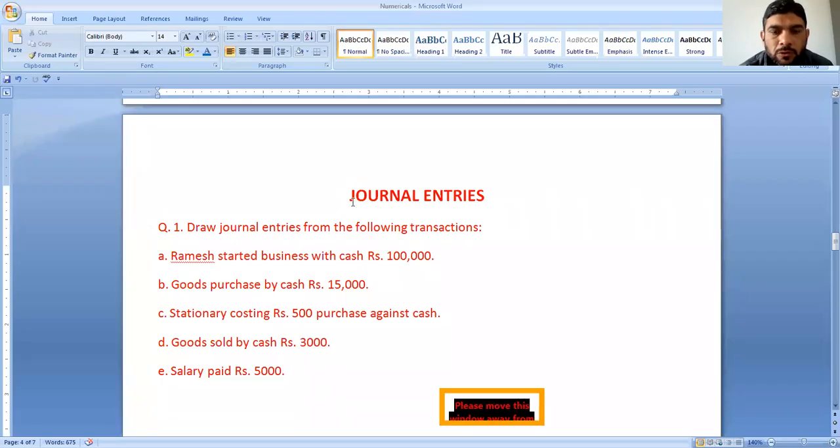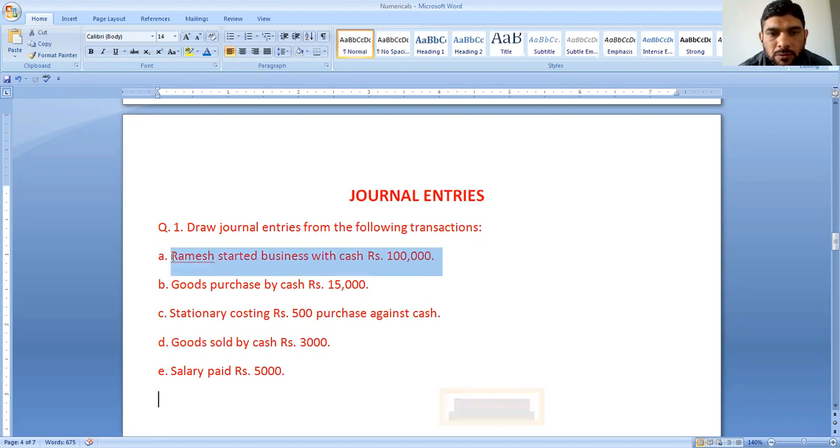Hello students, today we are going to learn journal entries. So we have to journalize these transactions. The question number one says, draw journal entries from the following transactions. First transaction is Ramesh started business with cash rupees 1 lakh.